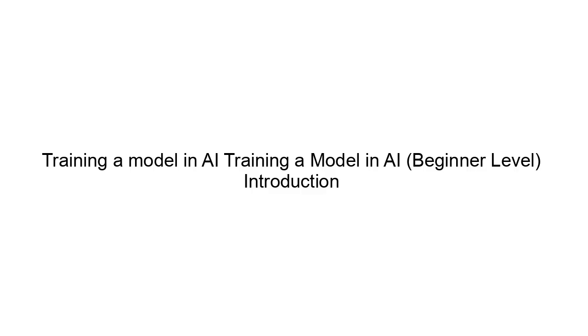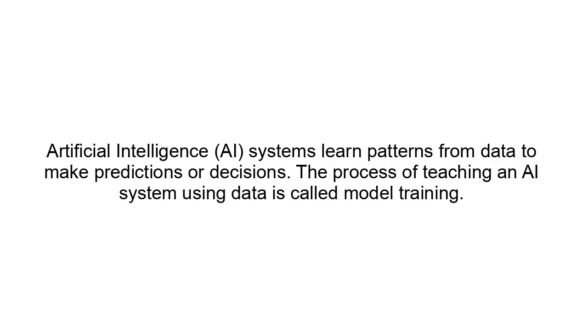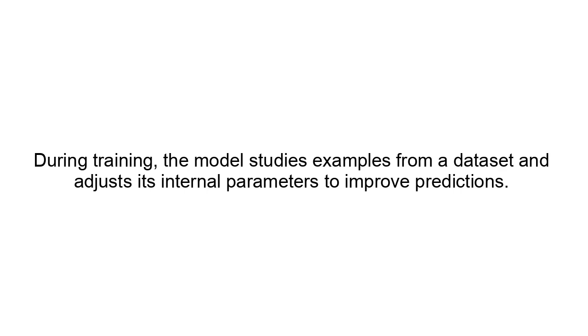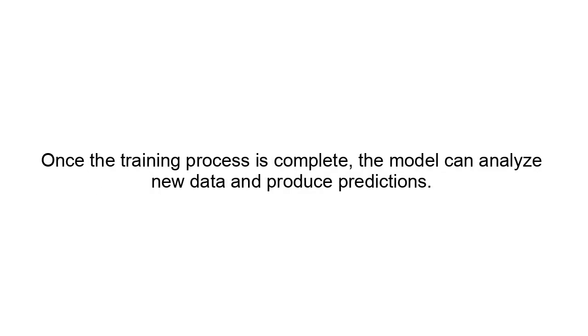Beginner level. Introduction. Artificial intelligence, AI, systems learn patterns from data to make predictions or decisions. The process of teaching an AI system using data is called model training. Training a model is one of the most important steps in machine learning and artificial intelligence development. During training, the model studies examples from a dataset and adjusts its internal parameters to improve predictions. Once the training process is complete, the model can analyze new data and produce predictions.